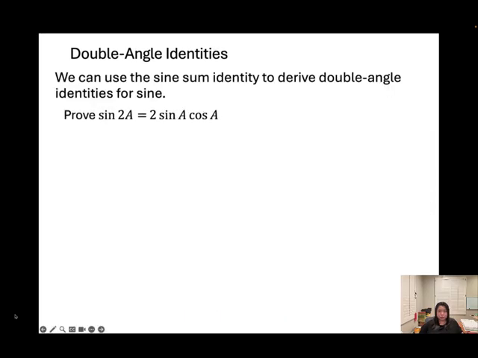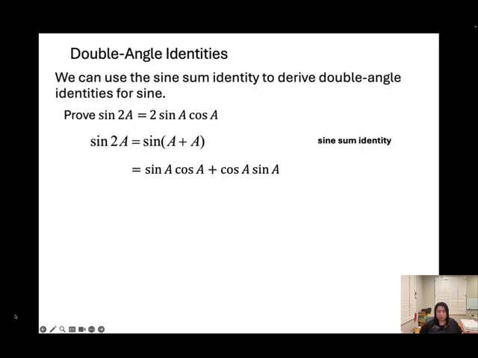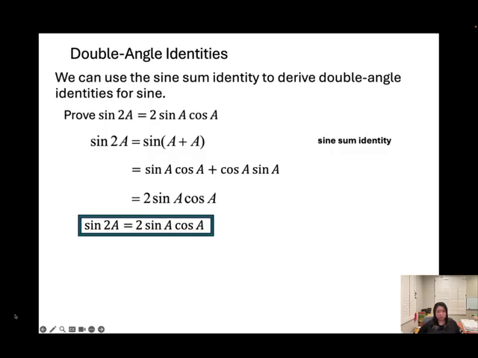So another identity. How about sine 2A equals 2 sine A cosine A? We can use the sine sum identity. So the left-hand side equals sine 2A, and then we're going to break it down to A plus A here. Apply the sine sum identity. You're going to get sine A cosine A plus cosine A sine A. So add it up, that will be 2 sine A cosine A.